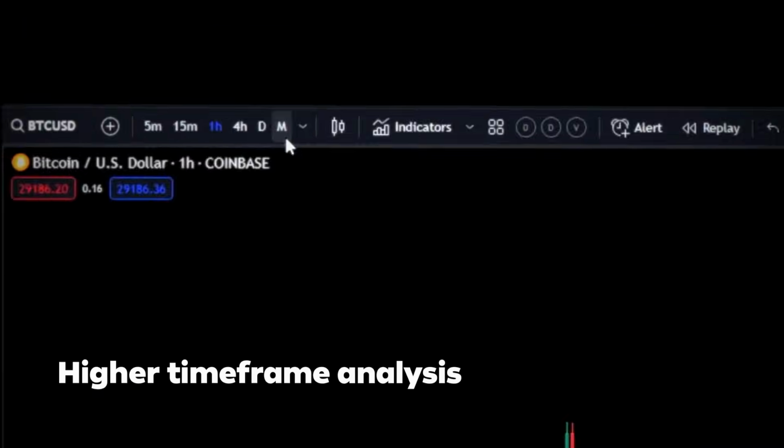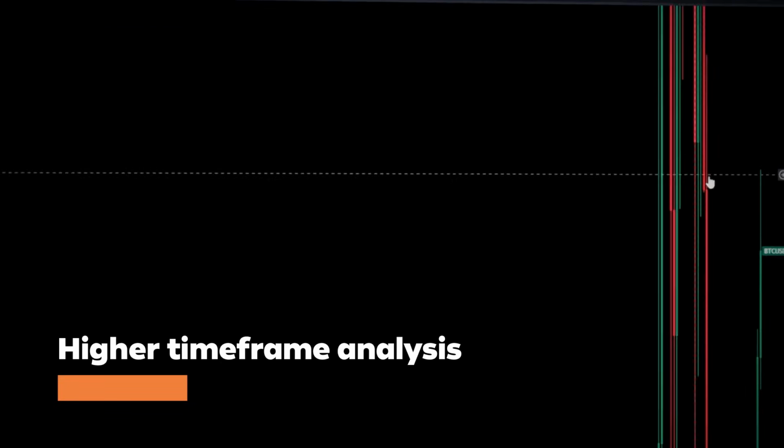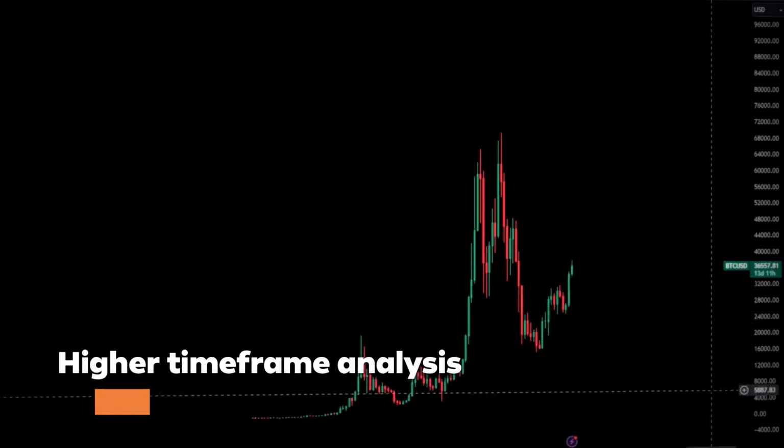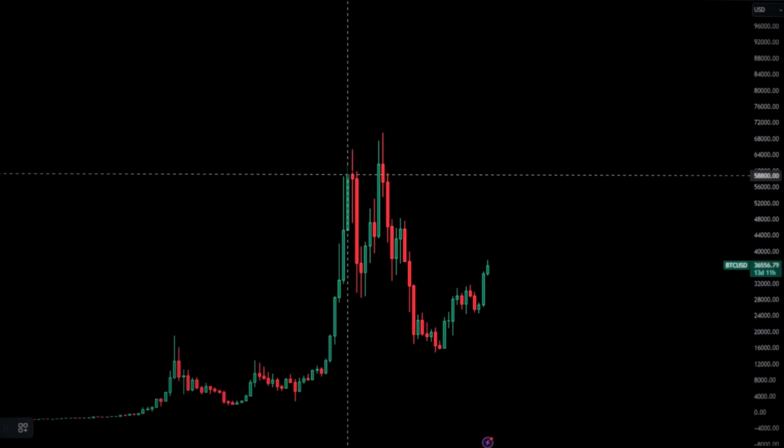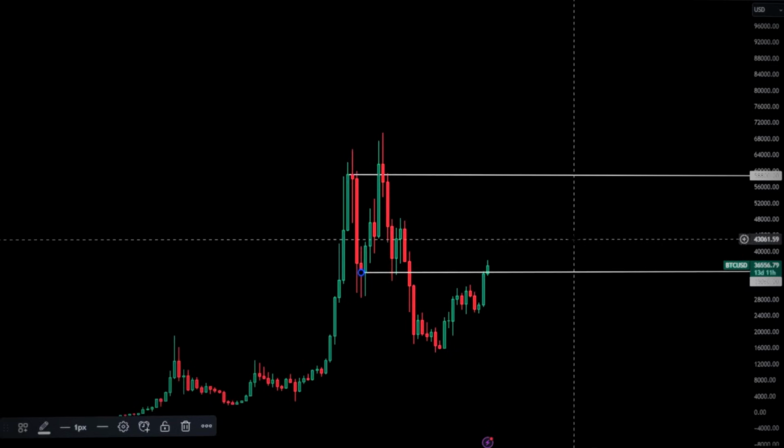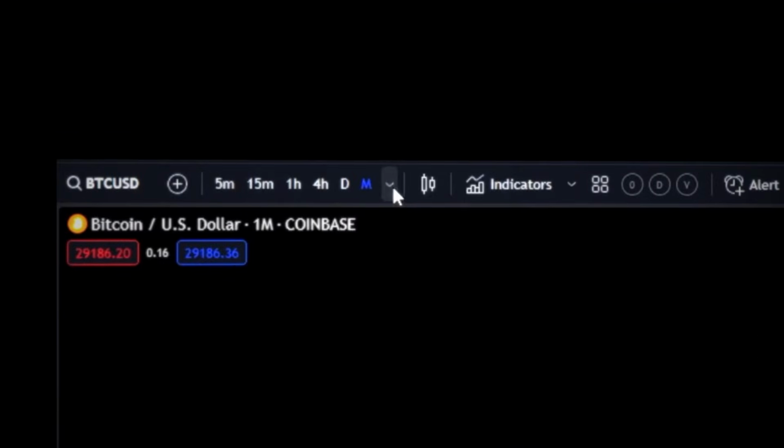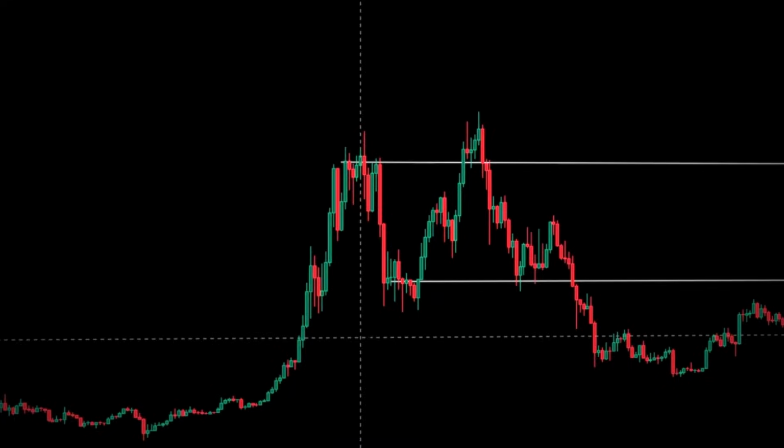So my pro tip is that every chart should be started on a higher time frame. Talking about the monthly, mark out those levels as they're going to be more significant than smaller time frame ones. Now drop down to the weekly time frame.